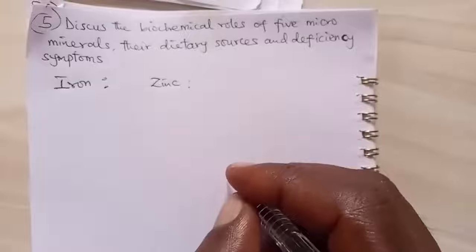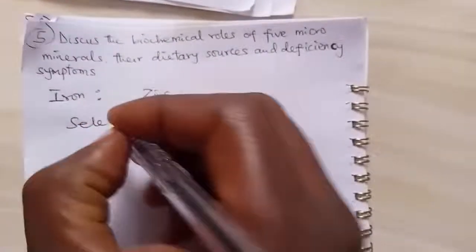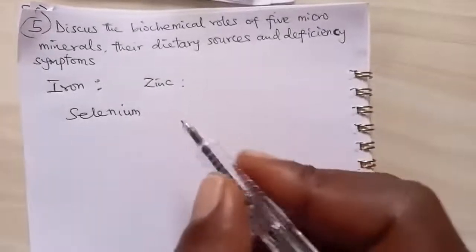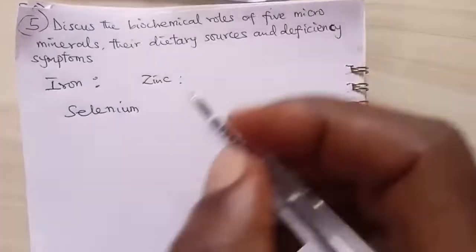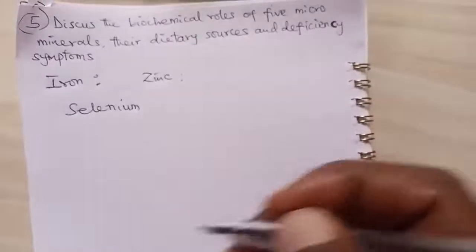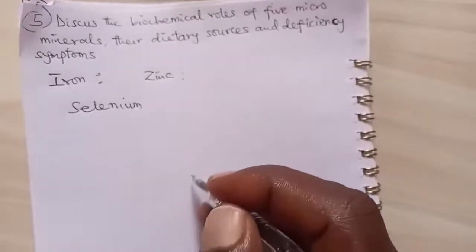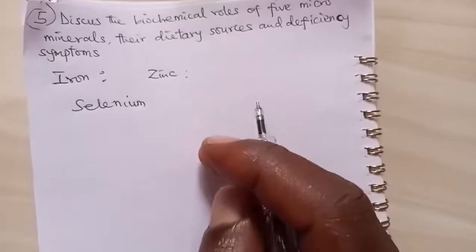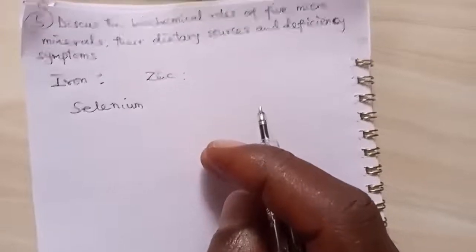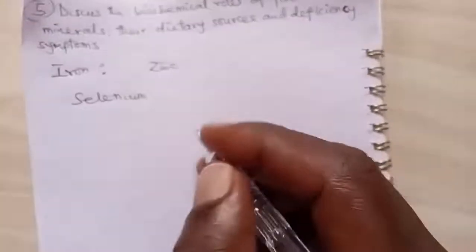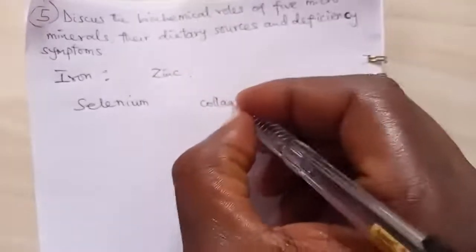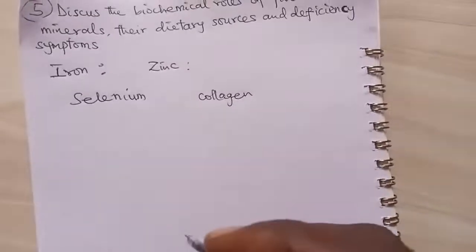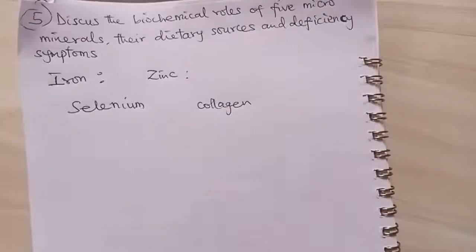Then we also have selenium. It's an antioxidant. The sources are meat, seafood, grains, and so on. Deficiency symptoms are weak immune system, tumor formation, heart and liver disease. Another one is copper. It helps to form healthy bones and joints and nerves, essential in the formation of collagen. Then the deficiency symptoms, what we call Wilson disease, Menkes disease, and so on.